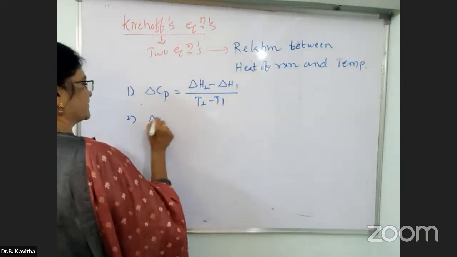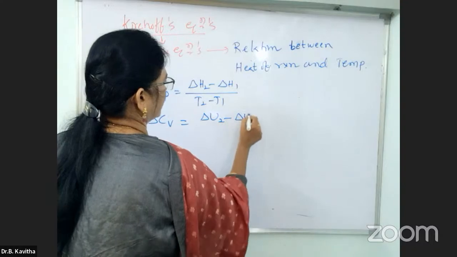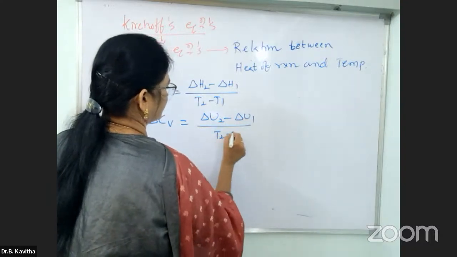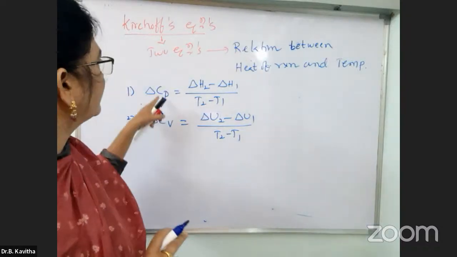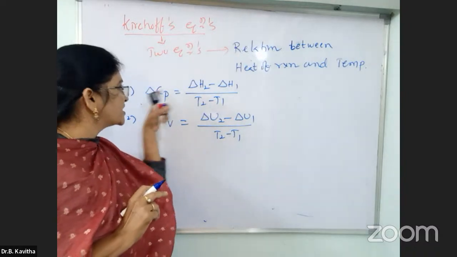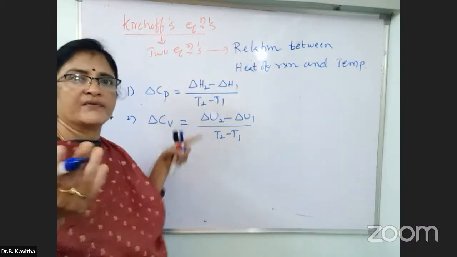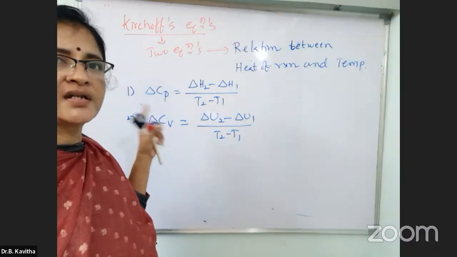The second one, in terms of volume: delta Cv is equal to delta U2 minus delta U1 by T1 minus T. Just remember the equation. They may ask you by giving this part, this is equal to how much average. They give you four options, and if you remember these equations, you can give the answer in the exam.